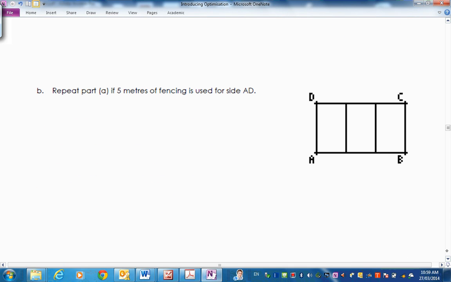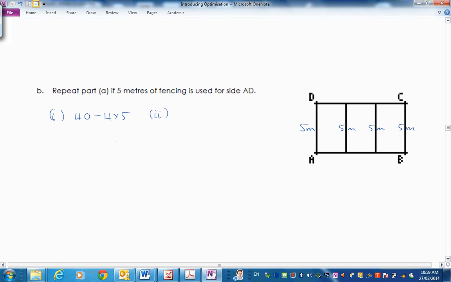Okay, repeat part A. If 5 metres of fencing is used for side AD. Okay, so this is 5 metres. And so are all of these. Okay, pause the presentation and have a go, and I'll be back. Right, well, I'm back. Okay, here we are. Let's do part 1. What is the length? 40, take 4 lots of 5 now.